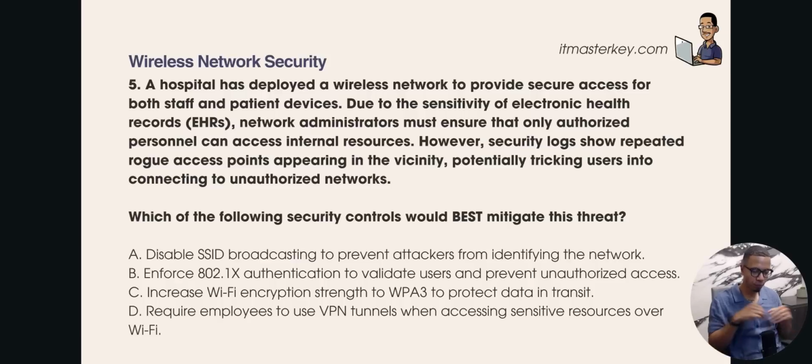All right, so you ready? A hospital has deployed a wireless network to provide secure access for both staff and patient devices. Due to the sensitivity of electronic health records, network administrators must ensure that only authorized personnel can access internal resources. However, security logs show repeated rogue access points appearing in the vicinity, potentially tricking users into connecting to unauthorized networks. Which of the following security controls would best mitigate this threat?